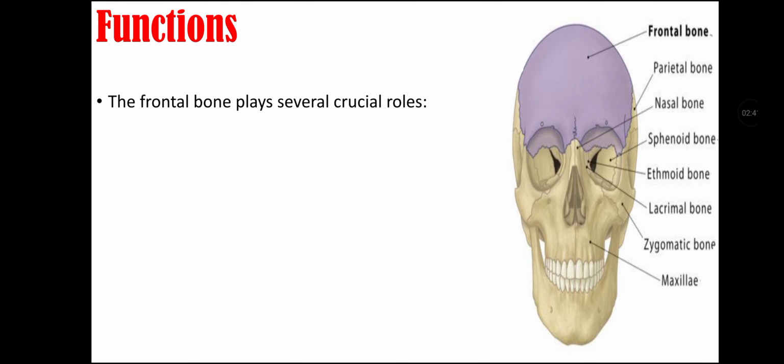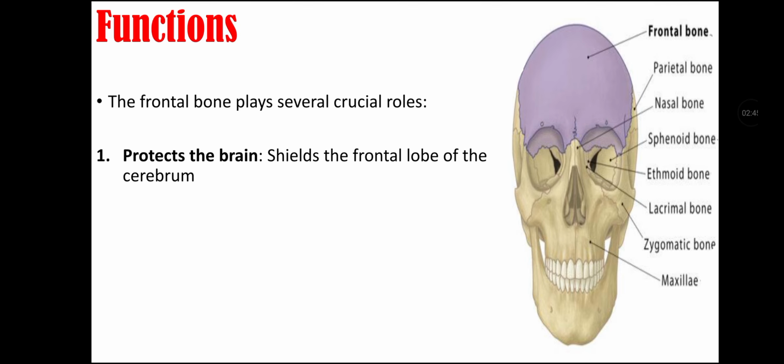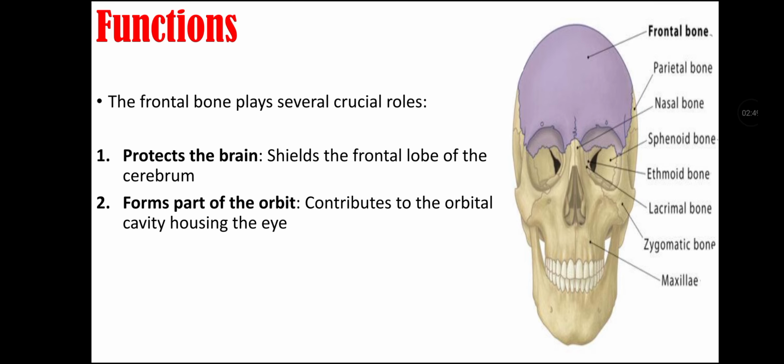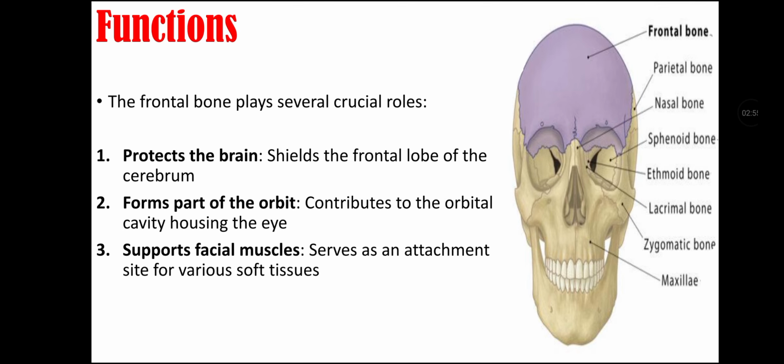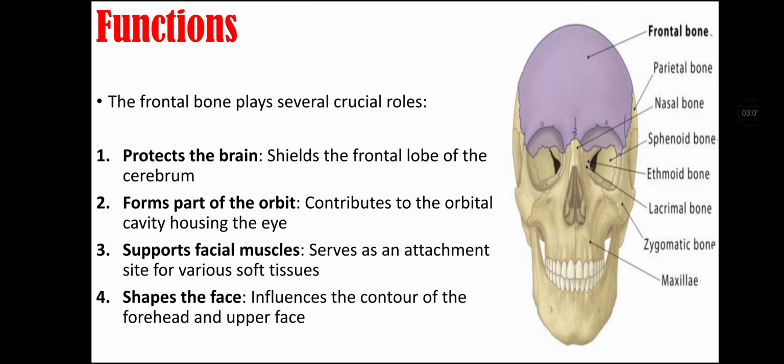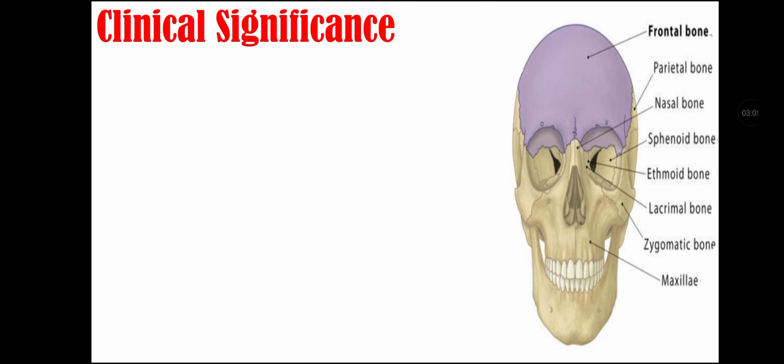Functions of frontal bone. Frontal bone plays several crucial roles. First, it protects the brain as it shields the frontal lobe of cerebrum. Second, it forms part of orbit as it contributes to the orbital cavity housing the eye. Third, it supports facial muscle as it serves as an attachment site for various soft tissues. Fourth, it shapes the face and influences the contour of the forehead and upper face.